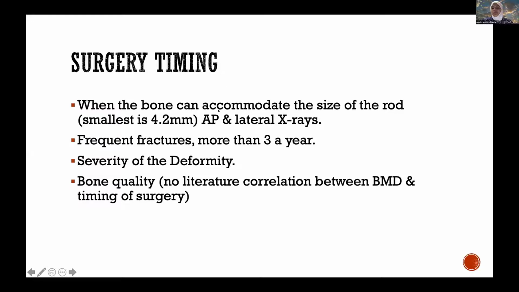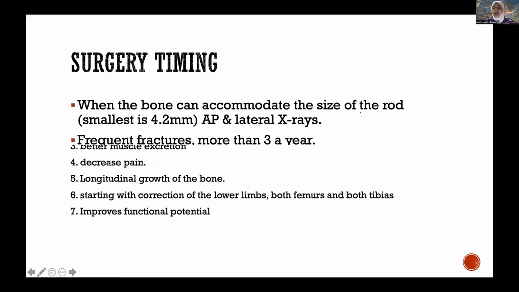As for timing of surgery, we prefer that the patient take enough doses of the pamidronate, and that they can accommodate the smallest size of the rod, which is 4.2 millimeters, on both AP and lateral X-rays of femurs and tibias. If they have very frequent fractures, around type 3 to 4, where they have more than 3 fractures a year, the severity of the deformity also guides us to the timing of surgery. Now about the bone quality, as far as I know, there is no literature correlating timing of surgery with the BMI or BMD of the patient. We don't measure it as a follow-up.